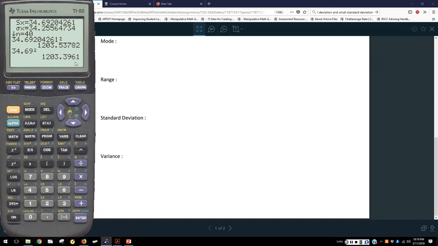Now there is another way to calculate the variance. There is a menu. If you press your VARS button, and you go down to number 5, Statistics, there is a menu of all of your statistical formulas here.